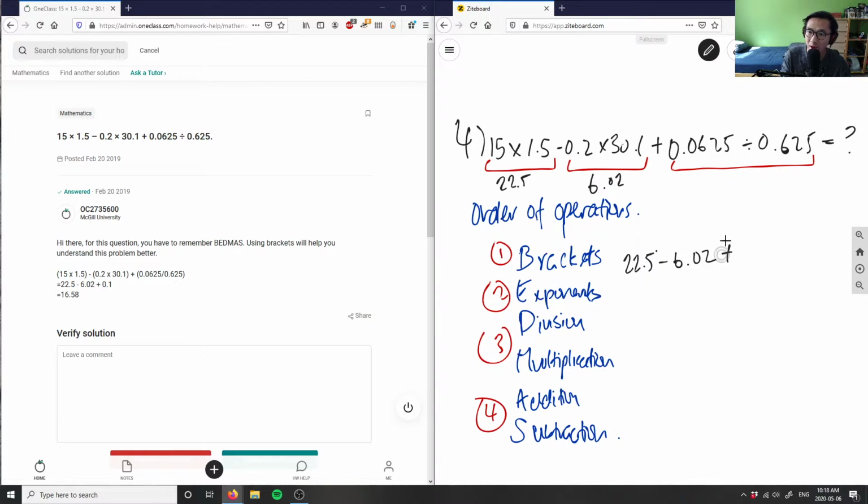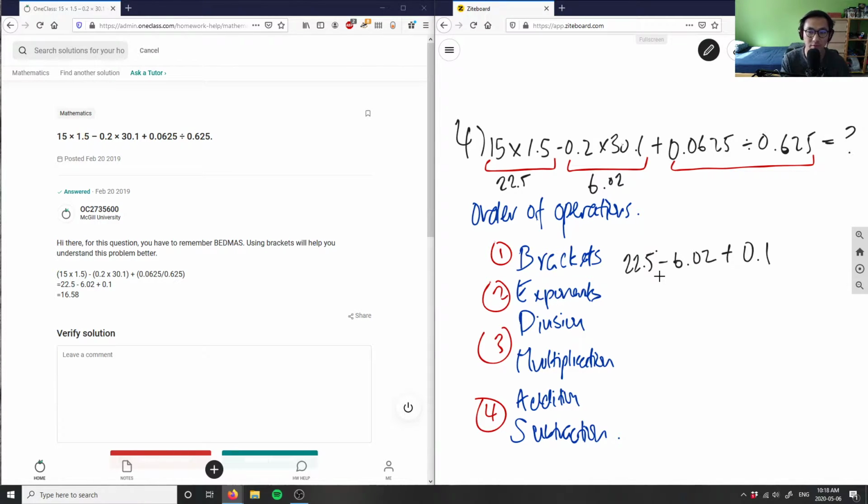And then I'm going to add whatever the division between these two numbers is. So this is 0.0625 divided by 0.625. Again, we know that this here is 0.1, because these two numbers differ by simply one decimal place. So I'm going to add this as well. And then finally, I'm doing my addition and subtraction, right? This is simply from left to right, because these are all even. These all belong in the same category in terms of addition and subtraction, so simply go from left to right.